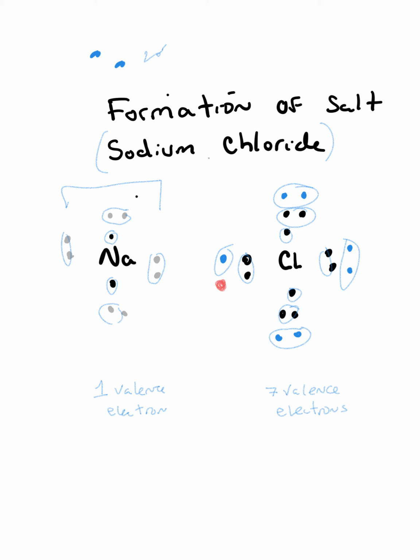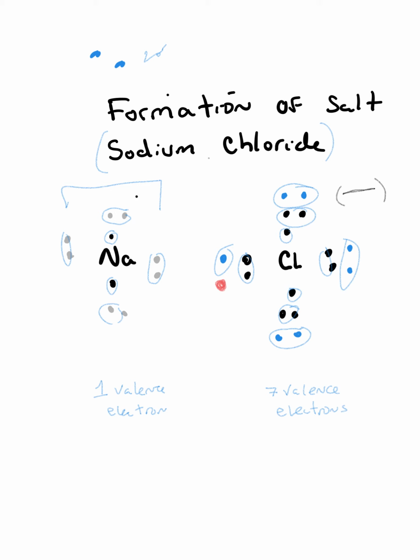Now what I've done is I filled up the valence shell of chlorine. Now it has 8 valence electrons. Because chlorine gained 1 more electron, it now has a charge. It's negatively charged.